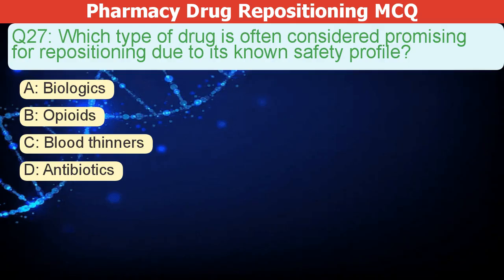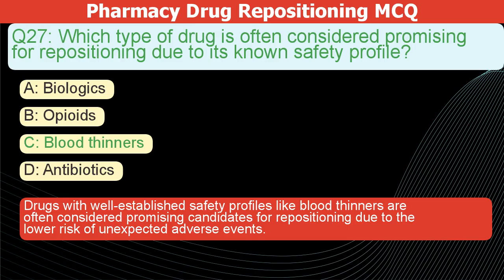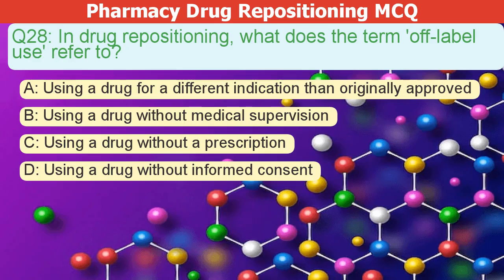Which type of drug is often considered promising for repositioning due to its known safety profile? A. Biologics. B. Opioids. C. Blood thinners. D. Antibiotics. The correct answer is C. Drugs with well-established safety profiles, like blood thinners, are often considered promising candidates for repositioning due to the lower risk of unexpected adverse events.